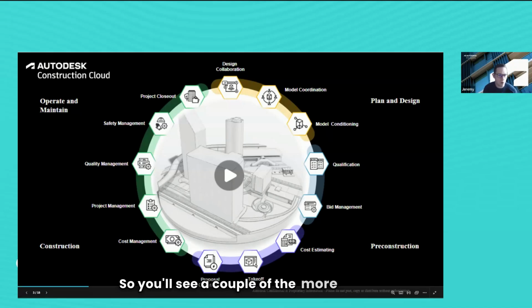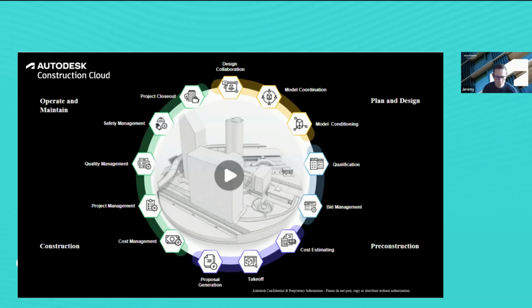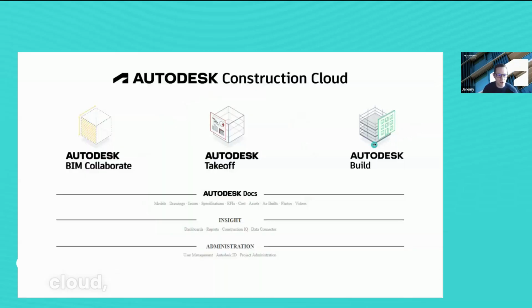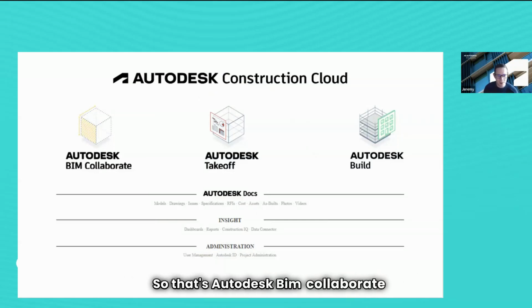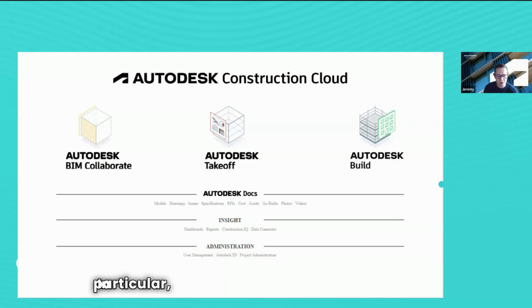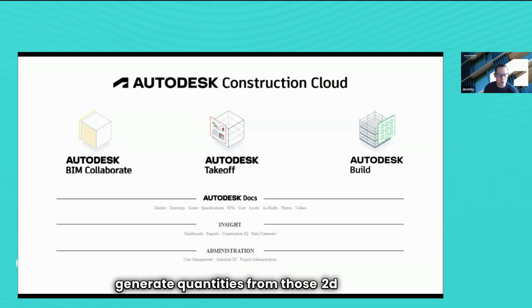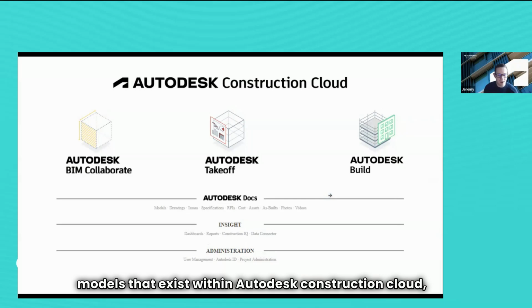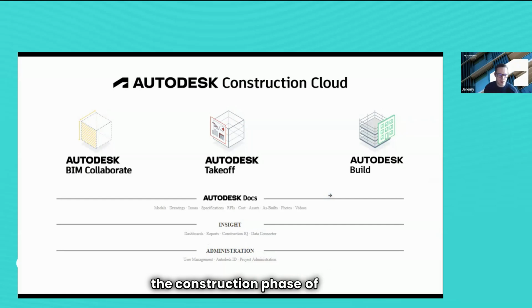You'll see a couple of the more widely used milestones, I suppose, within the project here on the screen. And when we talk about Autodesk Construction Cloud, that's 3 products or 3 solutions used in conjunction with one another. That's Autodesk BIM Collaborate, that's used by design teams in particular. Autodesk Takeoff, that allows teams to generate quantities from those 2D sheets or 3D models that exist within Autodesk Construction Cloud. And then Autodesk Build, which is typically used during the construction phase of a project.